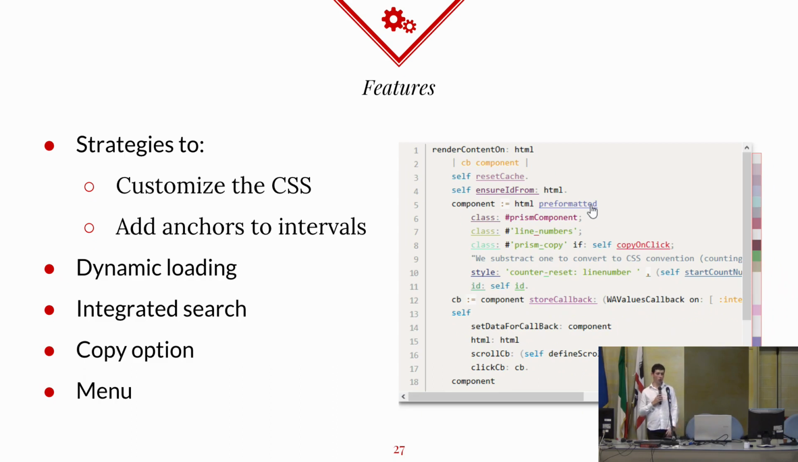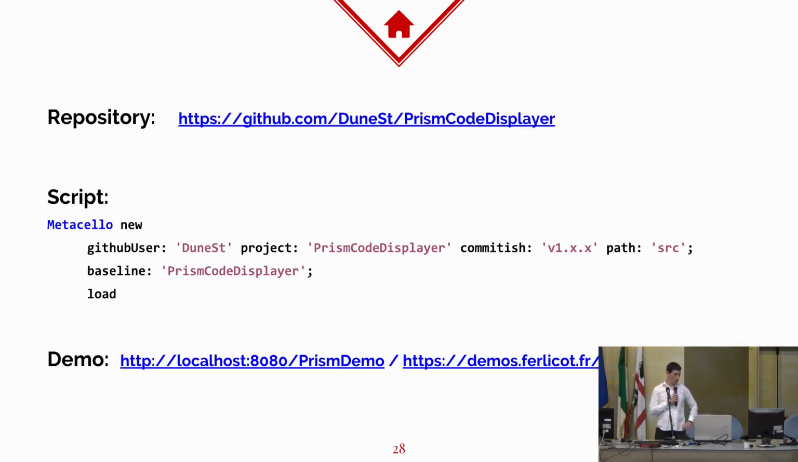You can also have an option to copy the code when the user clicks on it, and menus. You can select a piece of code, right-click, and get a menu, and in Pharo you will have a callback with the selection directly. So, once again, the information.